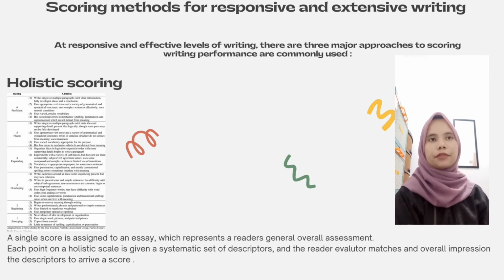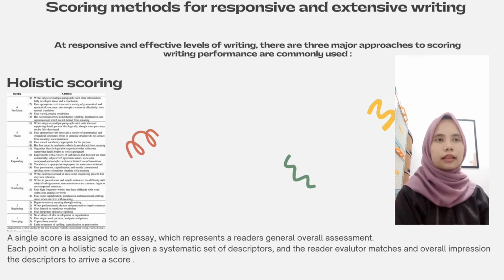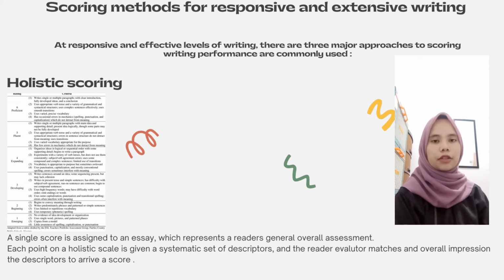Scoring methods for responsive and extensive writing. At the responsive and extensive level of writing, three major approaches to scoring writing performance are commonly used. The first one is holistic scoring.